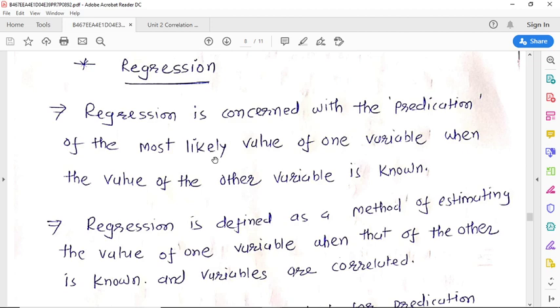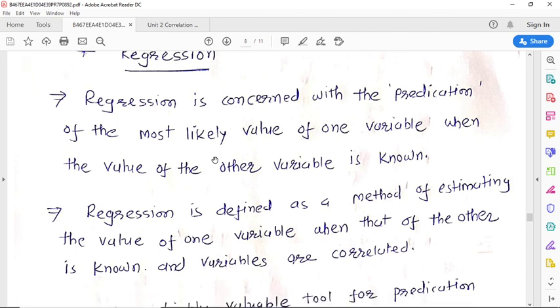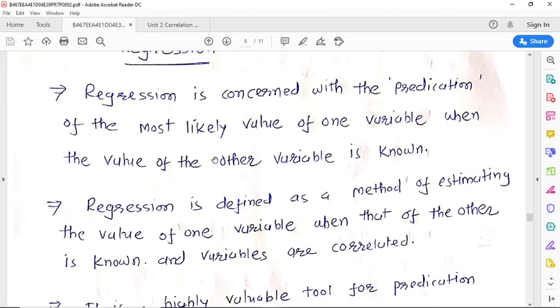So regression is defined as the method of estimating the values of one variable when that of the other is known and the variables are correlated. So that is the definition of regression. As we checked in the example, if the company needs 600,000 sales this year, how much money do they have to spend on advertisement of its product? So we can apply the regression idea to check that, where one value is known and the other you need to identify.